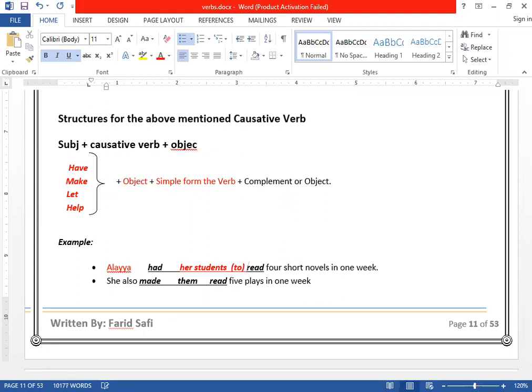This is incorrect. You will not say, Alaya hates her students to read 4 short novels. That is incorrect. In place of that, what will you use? Alaya hates her students read 4 short novels. So what do we use here? The bare infinitive, not the full infinitive.